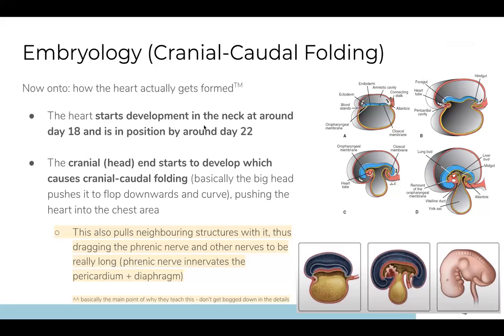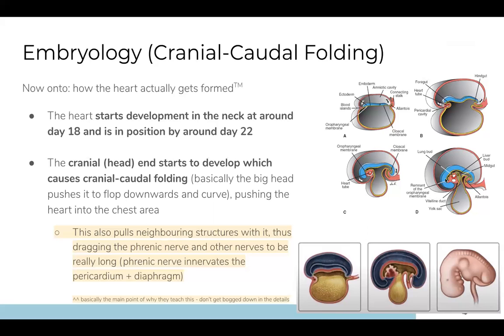So cranial caudal folding, realistically in the scheme of heart embryology, is not that important to remember. Some people say remember these days, day 18, day 22. I don't think we got a question on it, nor have I seen that many questions on it in the past, so I wouldn't necessarily remember it. You can if you want. Cranial caudal folding basically means you have your head, cranium, and your tail, caudal, and they're evenly spaced here. As soon as your head starts growing quite big, it'll just flop down.